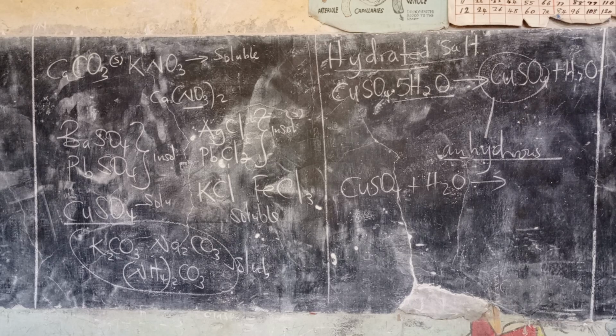Then there's what we call deliquescence. This is the absorption of water from the atmosphere to form a solution. Calcium chloride is a deliquescent salt.